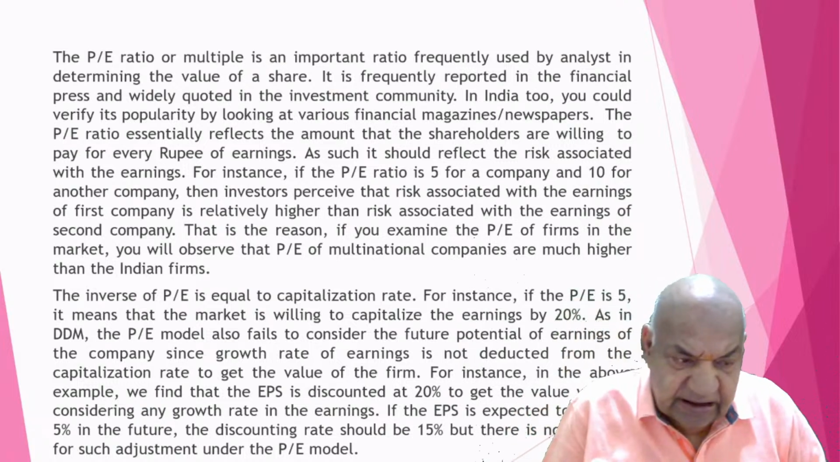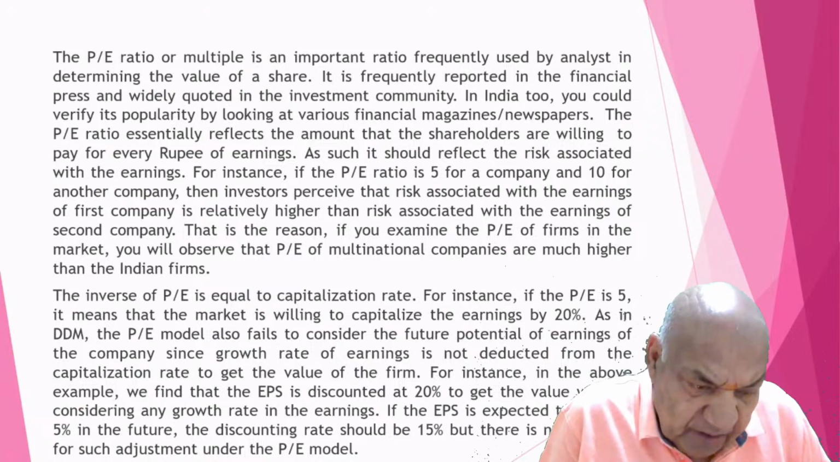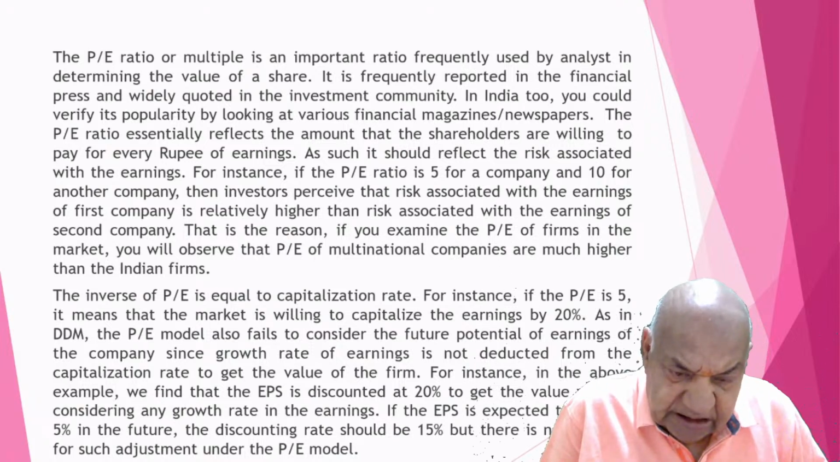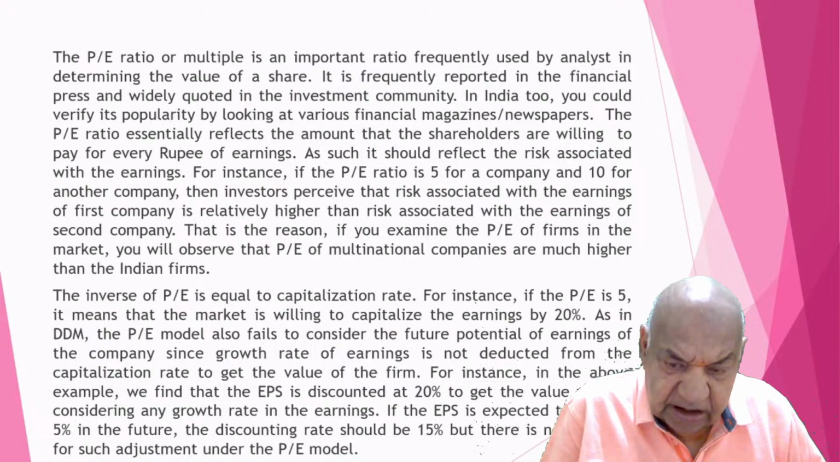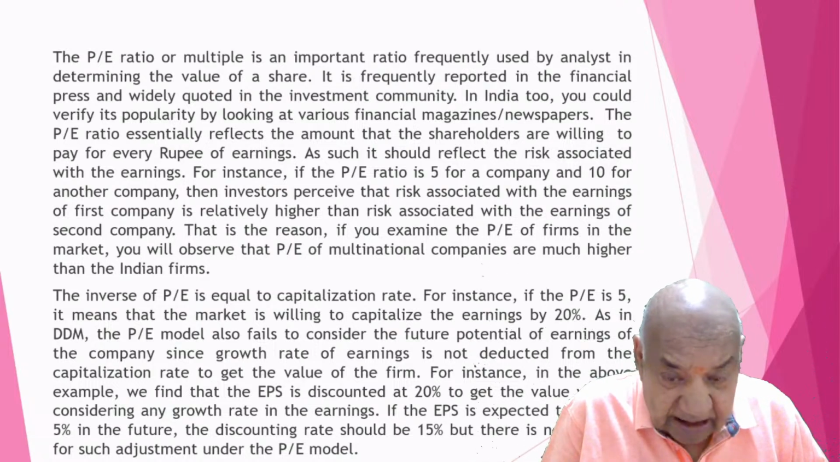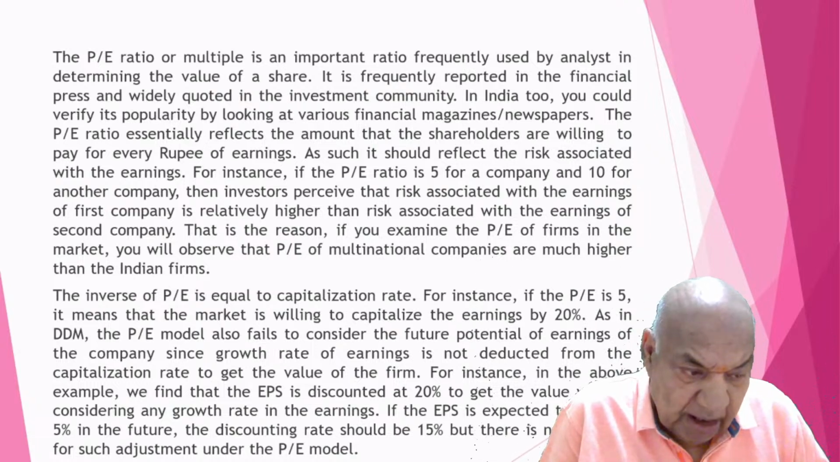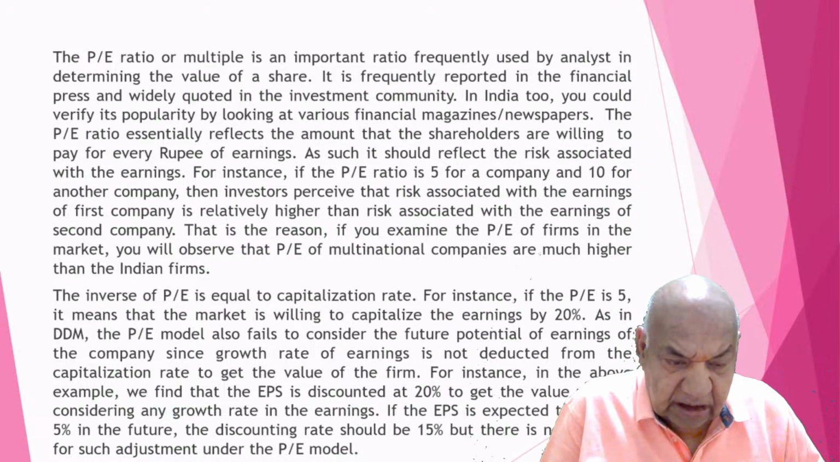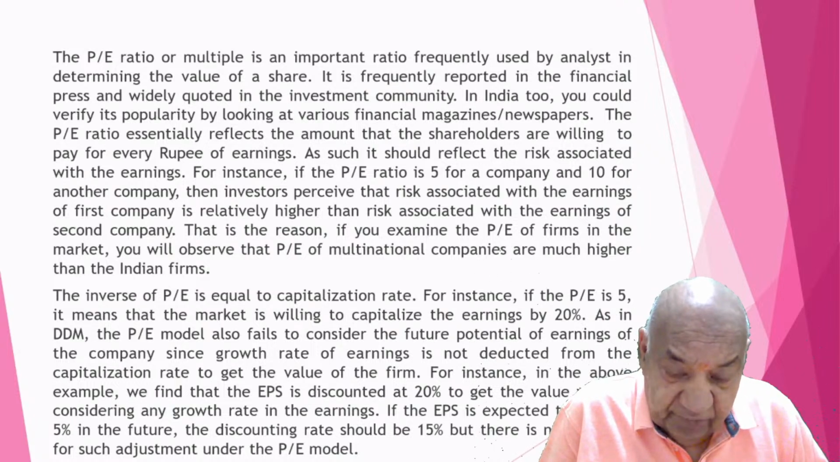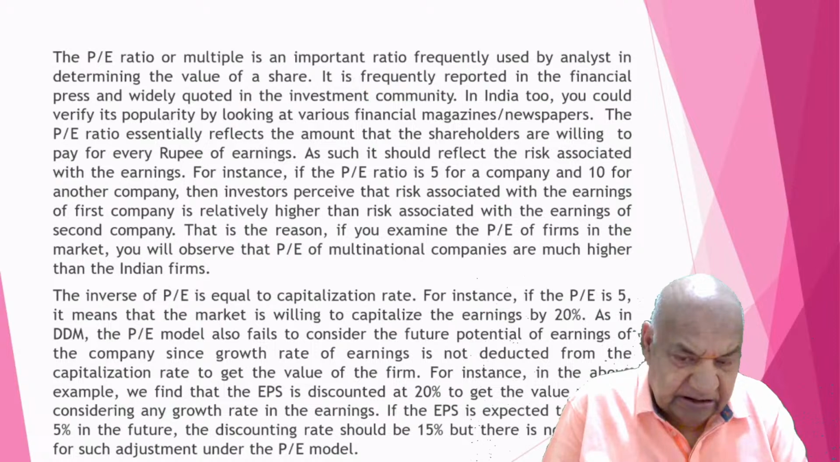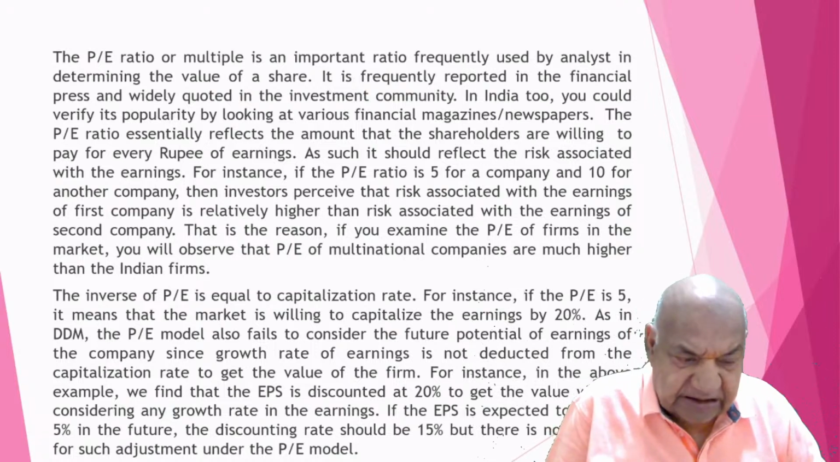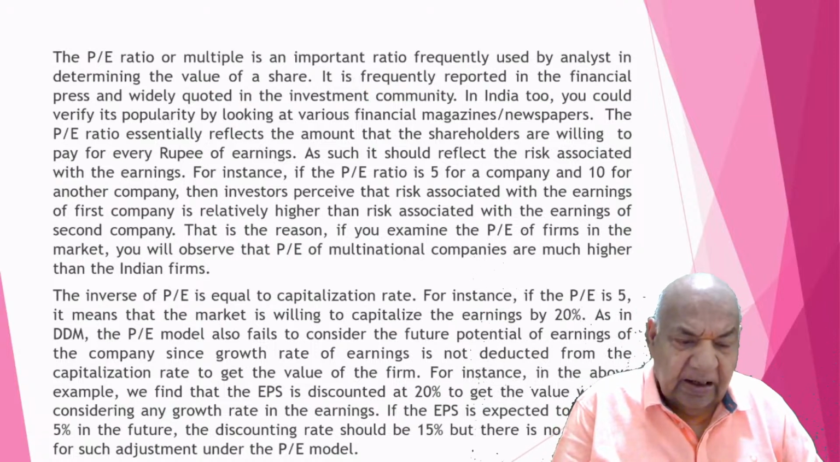For instance, in the above example, we find that EPS is discounted at 20% to get the value without considering any growth rate in the earnings. If the EPS is expected to grow at 5% in the future, the discounting rate should be 15%. But there is no provision for such adjustment under the PE model.